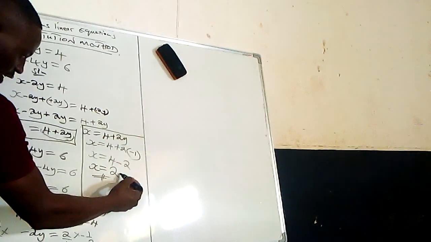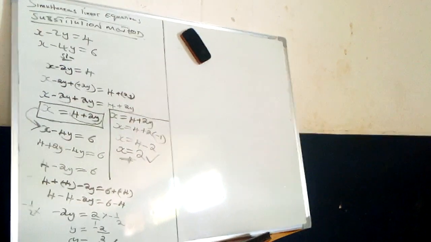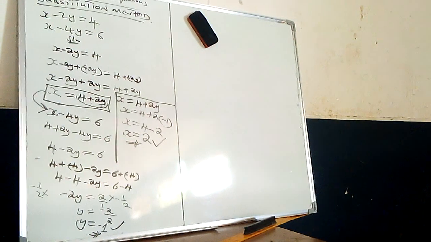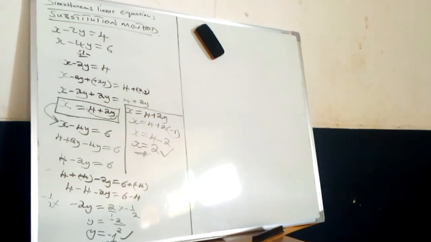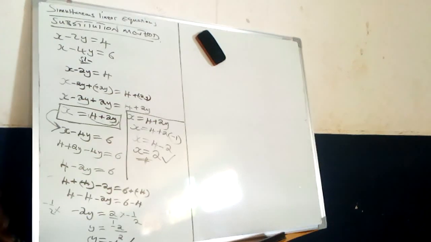So this is the answer here. This is the x value, and this is the y value here. So that's how we go about this, guys. That's it about simultaneous equations. That's how you go about it. It's quite interesting and very simple.